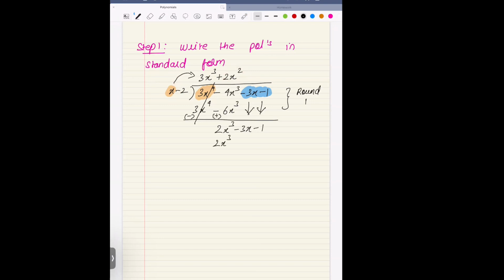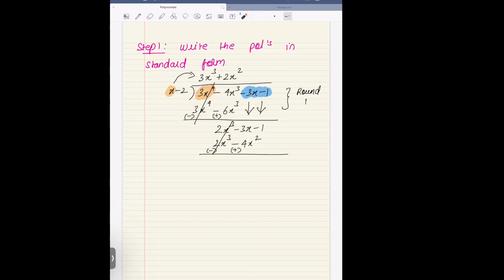Correct? Then multiply the next term of the divisor also with this. So you get minus 2 into 2x square, you will get minus 4x square. That's it. Okay, any doubts? Clear? Yes. Change the sign. This is plus, this will become minus, this is minus, this will become plus. Cancel this. Remember, the first column always gets cancelled. It has to get cancelled.